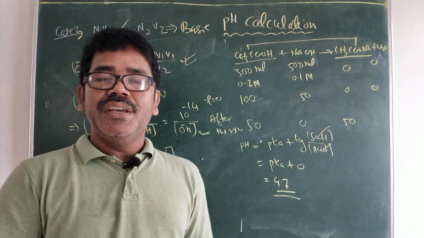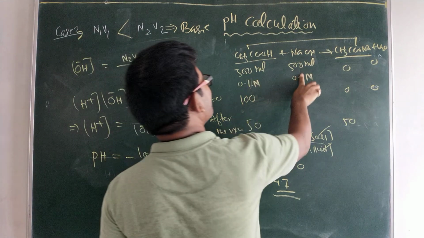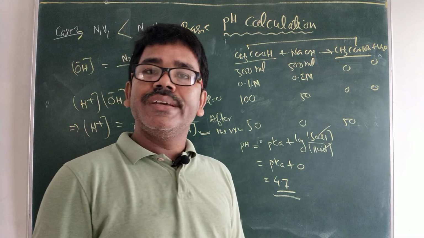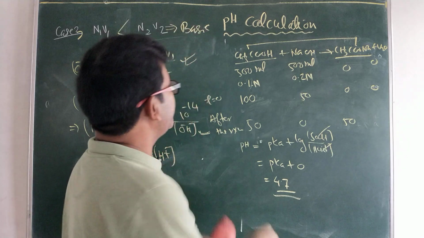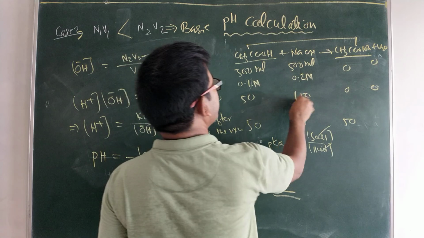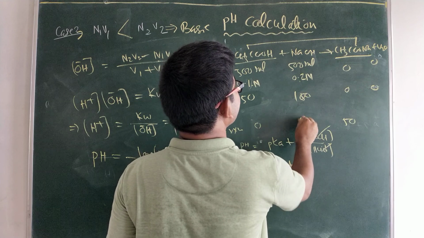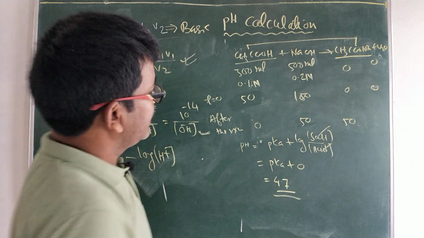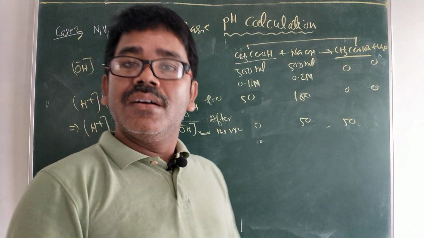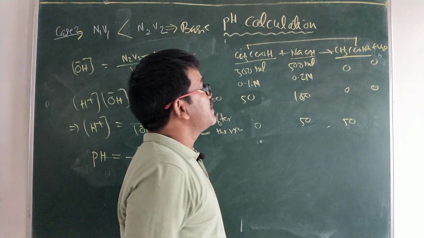Yes. If you take the reverse case, this is 0.1, the other is 0.2. But the milliequivalent of the strong base is higher than the milliequivalent of the weak acid. The reverse case. Then what will happen? This will become your 50. This will become your 50. This will become your 100. After reaction, this will become your 0, but this will remain 50. In that case, as the strong part is higher in milliequivalent than the weak part, and the strong part is base, therefore the resulting solution will be basic.